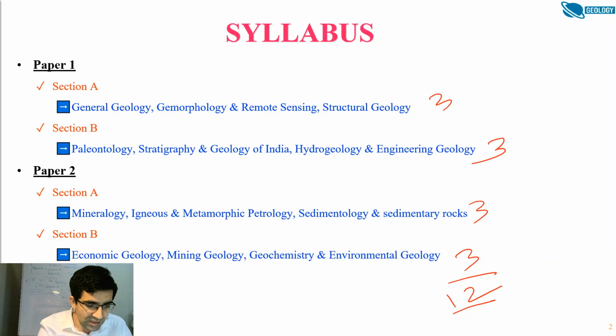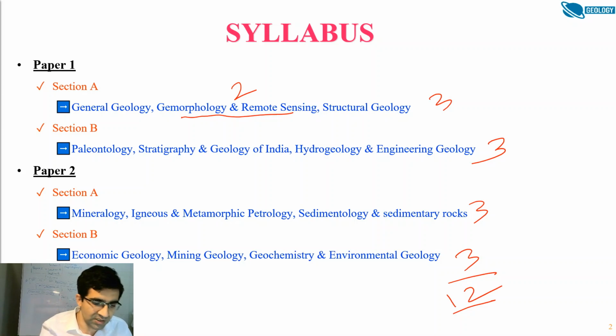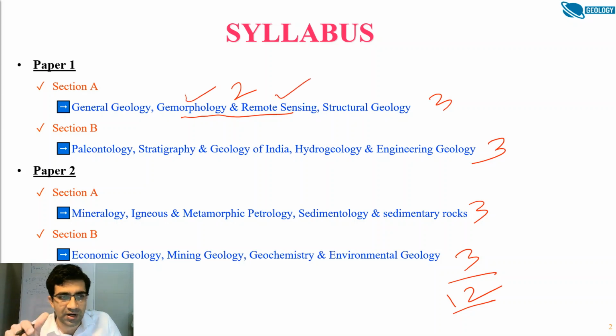So what you see here is that you have three subjects in section A: general geology, geomorphology and remote sensing, and structural geology. In reality, geomorphology and remote sensing is actually two subjects, not one, but they have clubbed these subjects together in the section A part.